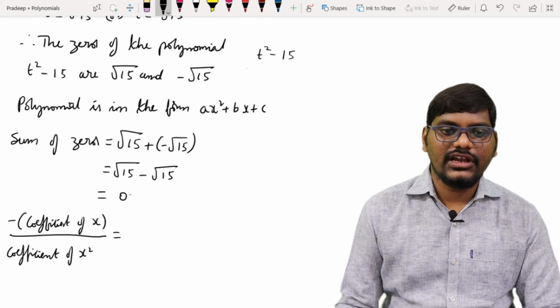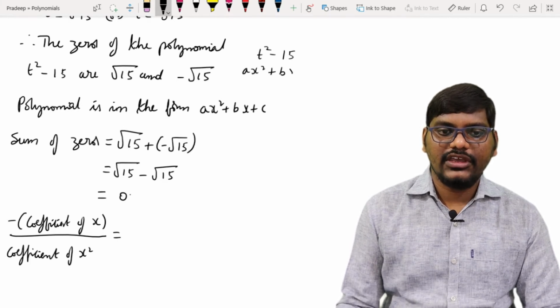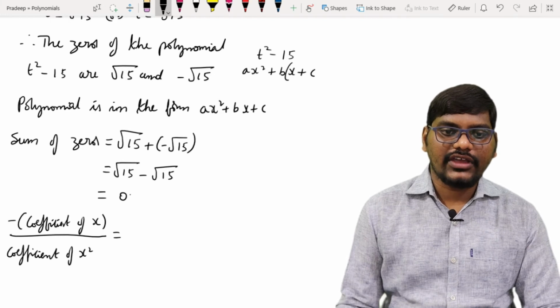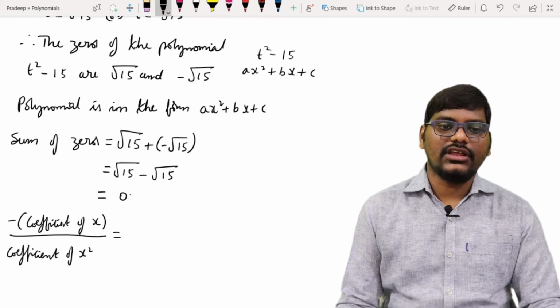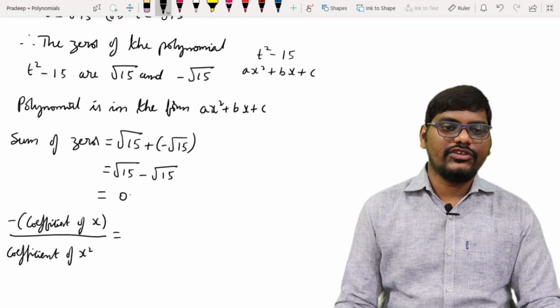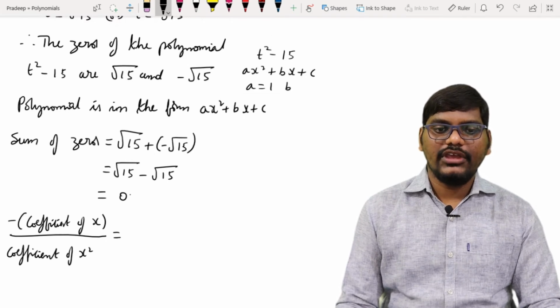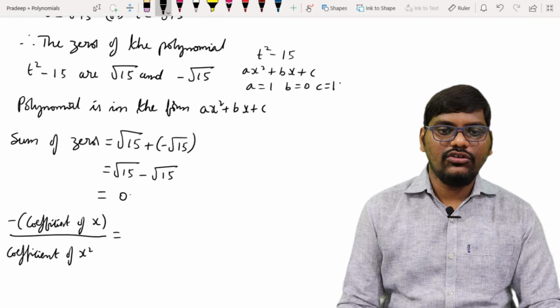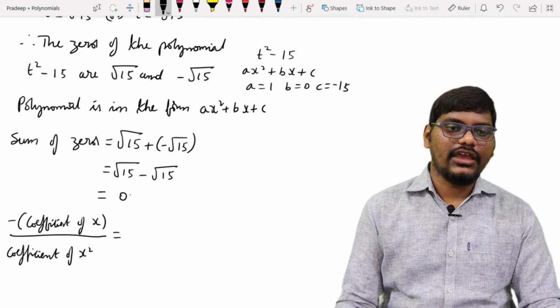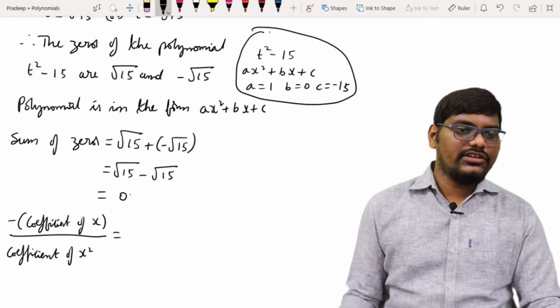If we compare with the general equation ax square plus bx plus c, here the second term, that is the second t term, is not there. So only the first term is there, that is a equal to 1, b equal to 0 and c equal to minus 15. Okay, so these are the values we'll take over here.